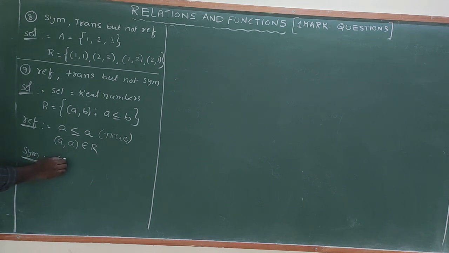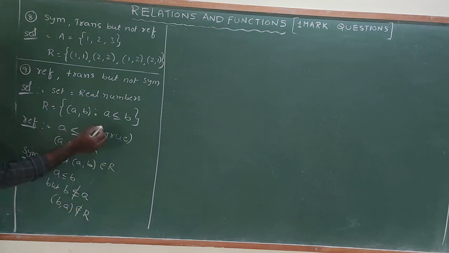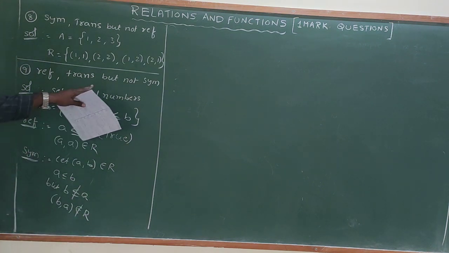What is the symmetric condition? Let (A, B) belong to R, then (B, A) must also belong to R. What does (A, B) mean? A is less than or equal to B. But B is not less than or equal to A. Therefore, (B, A) does not belong to R, which means it is not a symmetric relation.